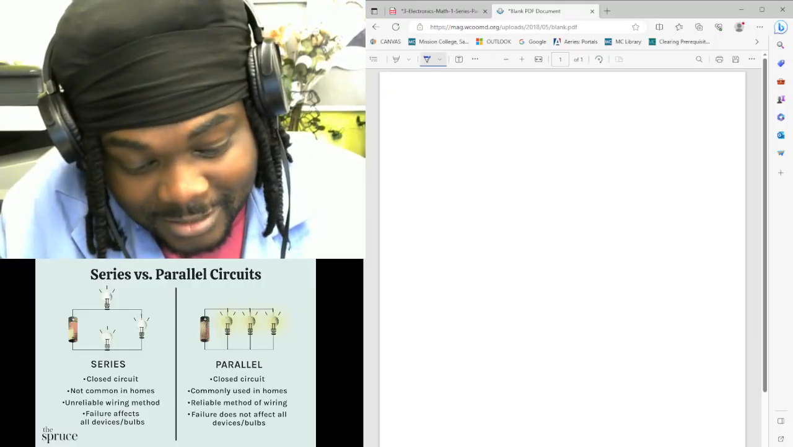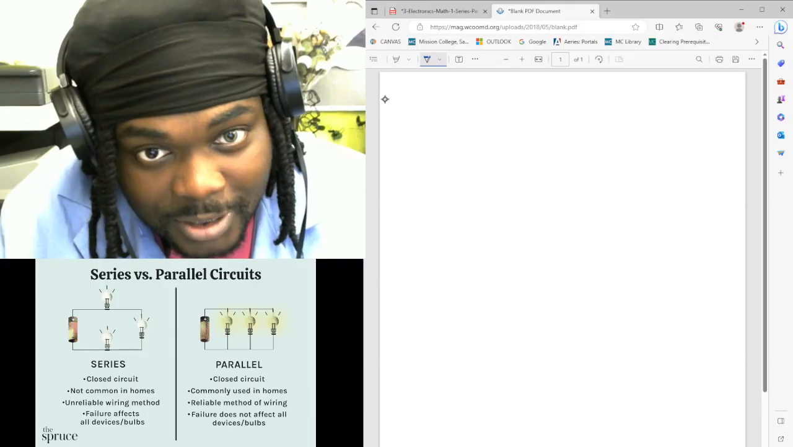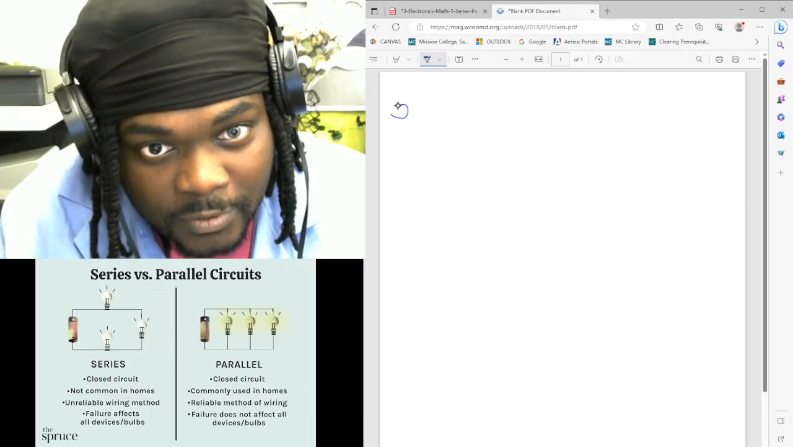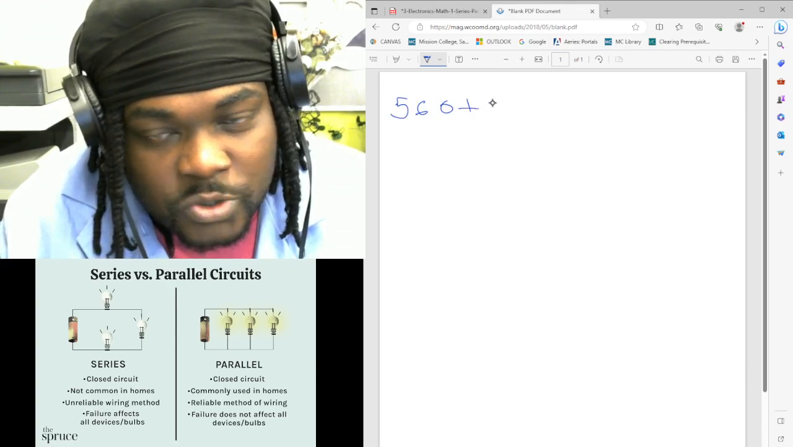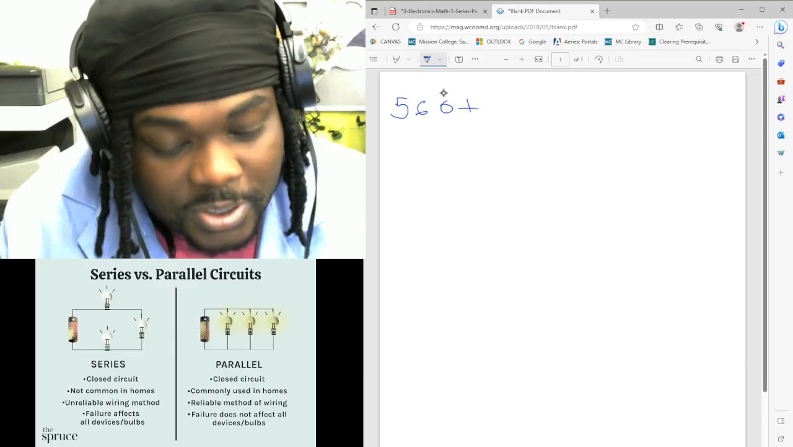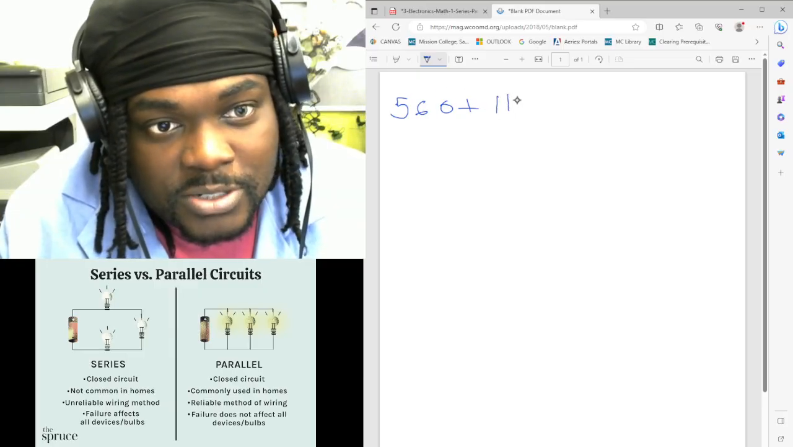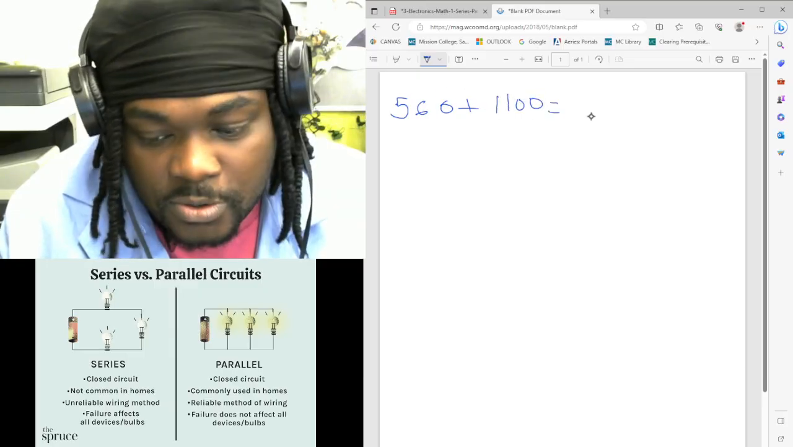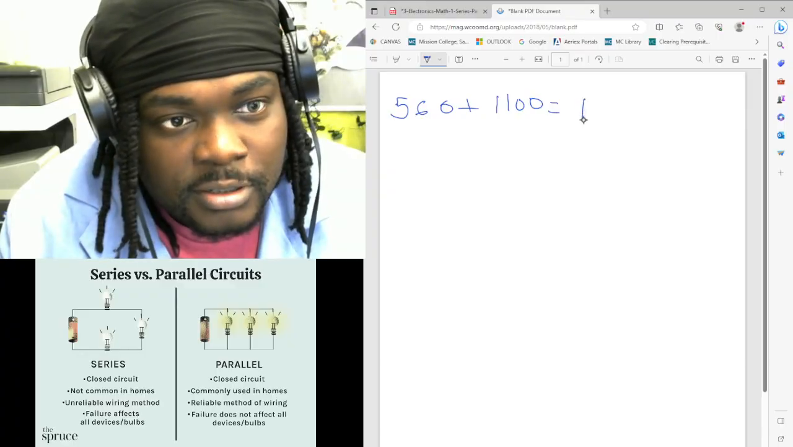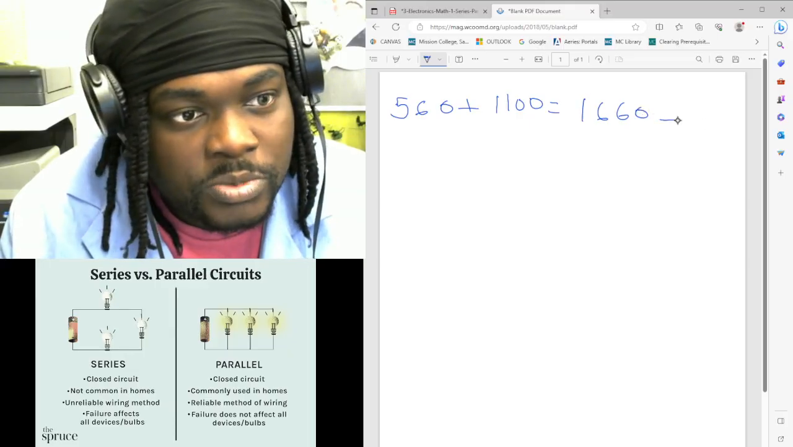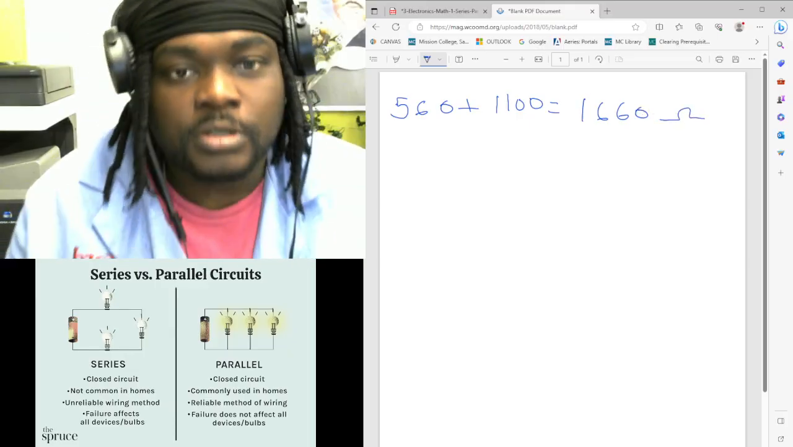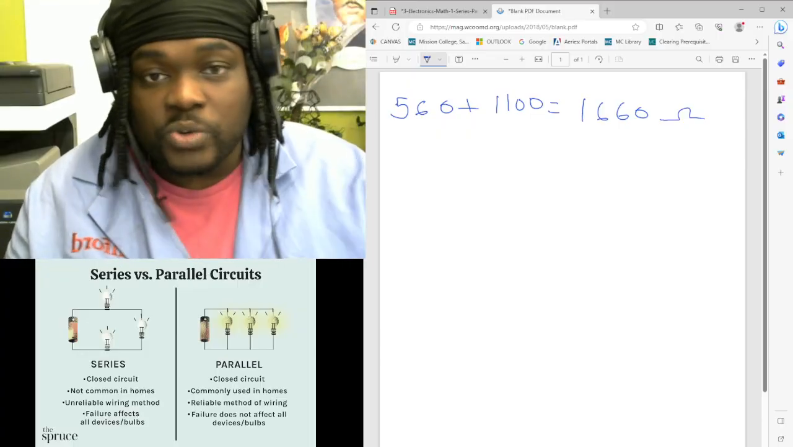Fortunately, that's not it for me, but yeah, we're going to do 560. Oh, that's much better. Cool. Plus 1.1 kilo ohms. So what does that turn into? 1,100. So we're left with 1660 ohms. Don't forget your units. Perfect. So that's our total resistance.